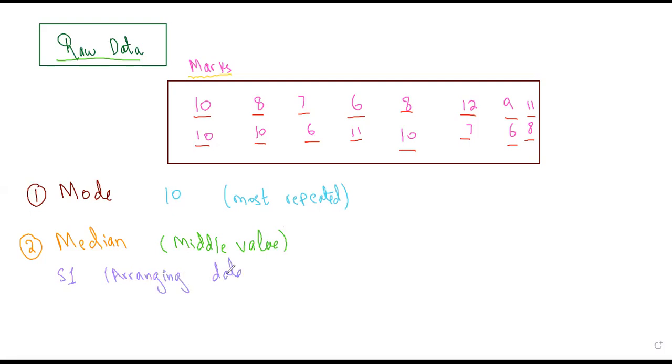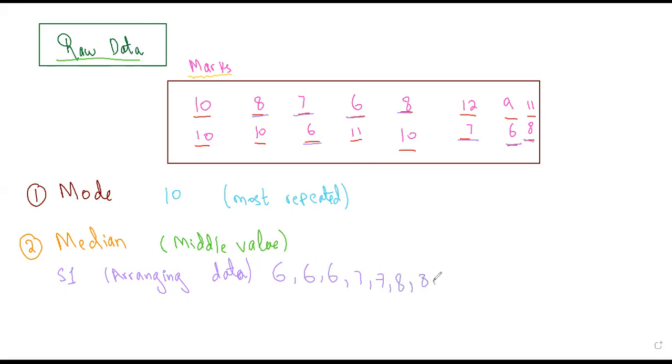Okay, so step one is arranging data. Okay, we need to arrange data either in ascending order or descending order. Let's talk about the ascending one. So we have 6. 6 is the smallest number, then 6, 6, 6 is coming 3 times, then we have 7, and then again we have 7. So we are done with 6, 6, 6, 7, and 7. Then we have 8, 8, and 8, 3 8s.